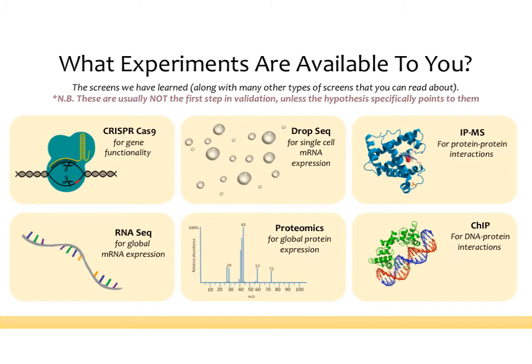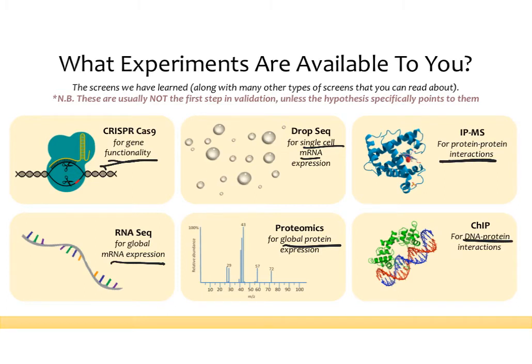So with those principles in mind, one of the things we talked about was making sure that you know what experiments are available to you. So let's take a quick aside to talk about what experiments you can do. All the screens that we've learned about are probably available to you. For example, we talked about using CRISPR-Cas9 for gene functionality, DROP-seq for single-cell mRNA, RNA-seq for global mRNA. We talked about mass spec for protein expression, and then we talked about the IP experiments that allow you to see interactions between proteins and other proteins, and also between proteins and DNA.